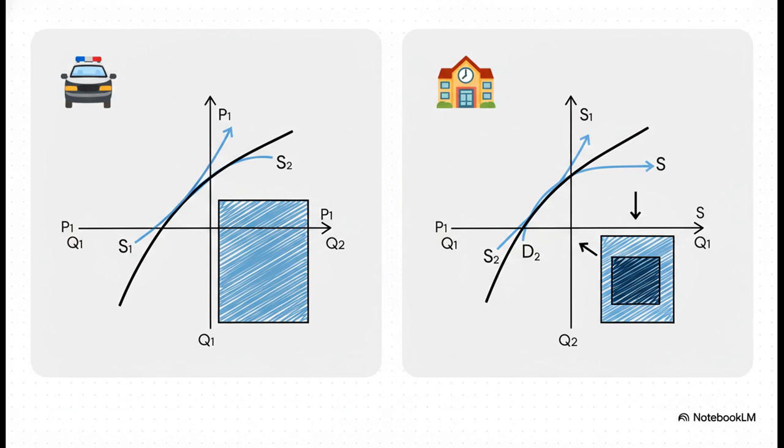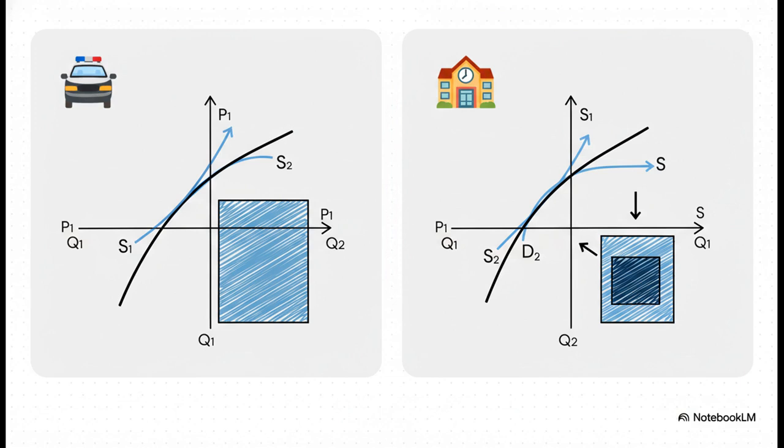And finally, we can even use elasticity to think about public policy. Look at a policy of drug interdiction on the left. This reduces the supply. But because the demand from addicts is extremely inelastic, this just causes the price to skyrocket. And remember our rule: for inelastic goods, a price increase means total revenue goes up. So the total amount of money spent on drugs actually increases, which might lead to more crime.